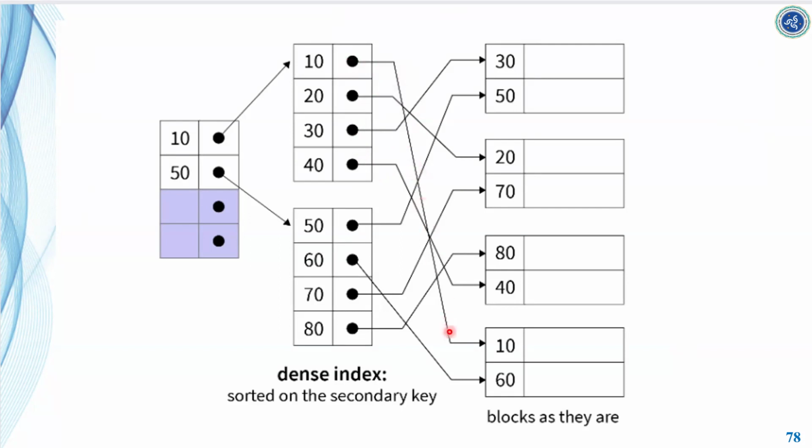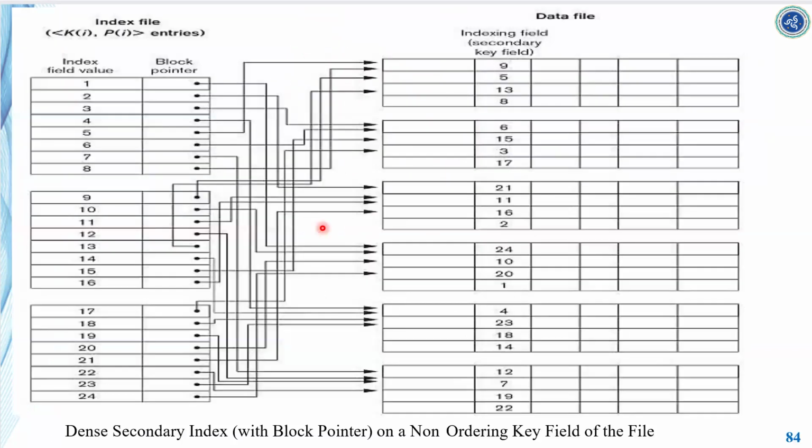From 10, it will be pointing to record 10, and 20 will be pointing to 20. So this is actually a dense index. That is, the number of entries in this file will be equal to the number of records in the data file. Again, this is a very big data file, that is the dense secondary level indexing with a block pointer and a non-ordering key field value of this file. So it's a larger version of the previous one.